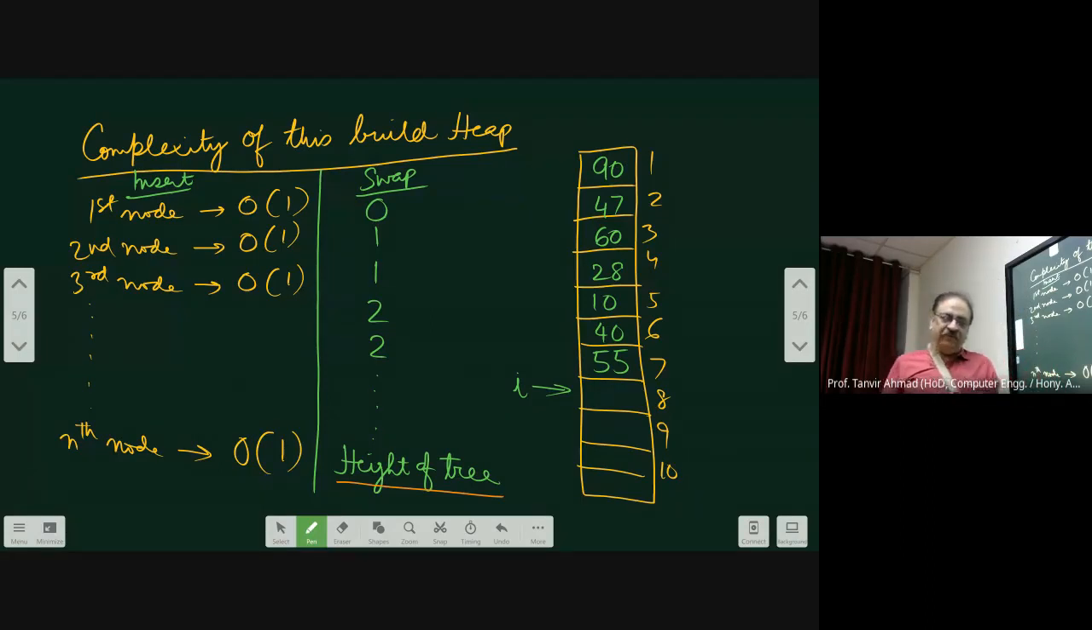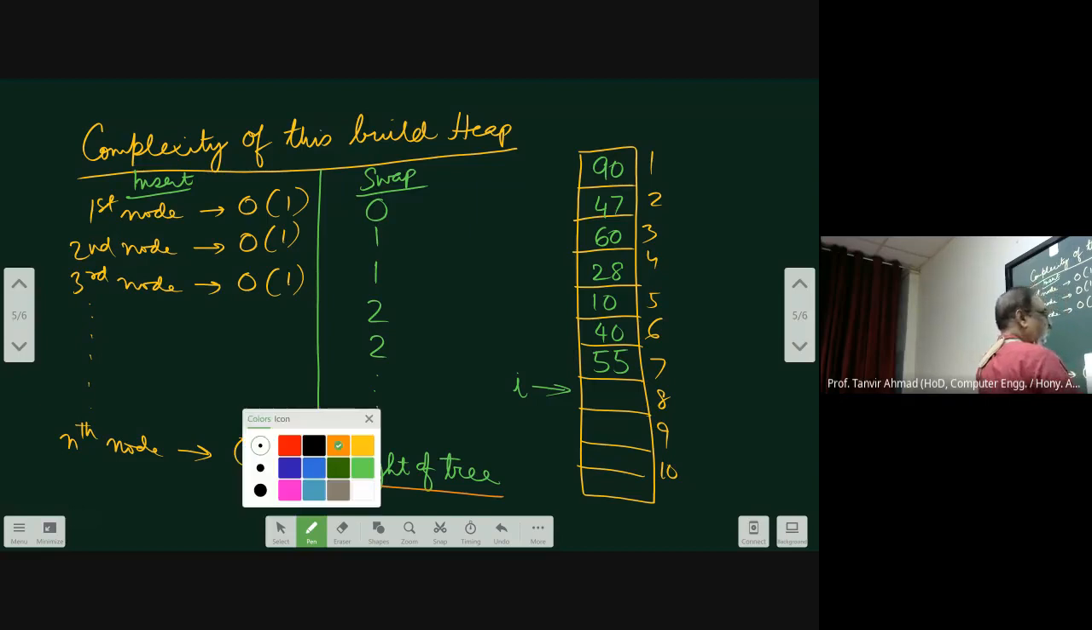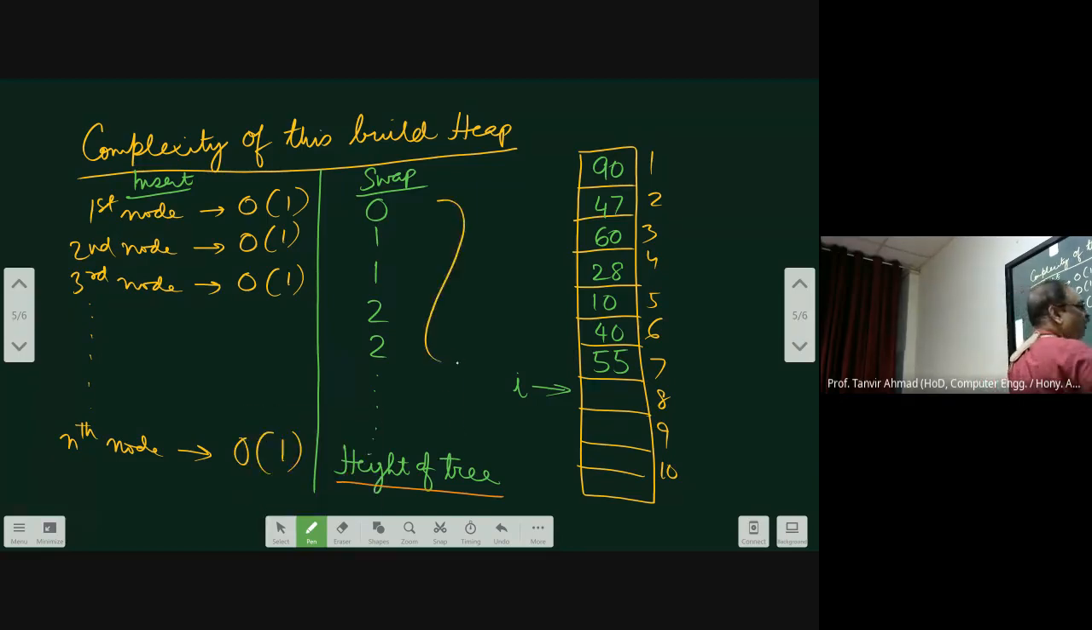The total time of this will be how much? Now, in the worst case, if I take all swaps as equal to the height only, that means this swapping will be nothing but log n plus log n plus log n plus log n, n times, which will be n log n. That means if I add all, it will be a maximum of n log n.